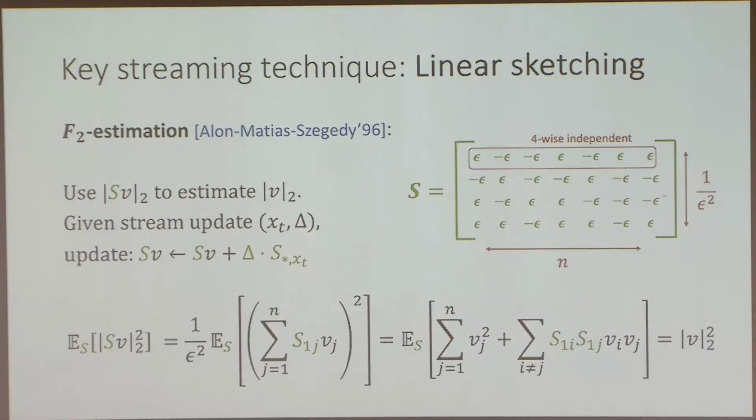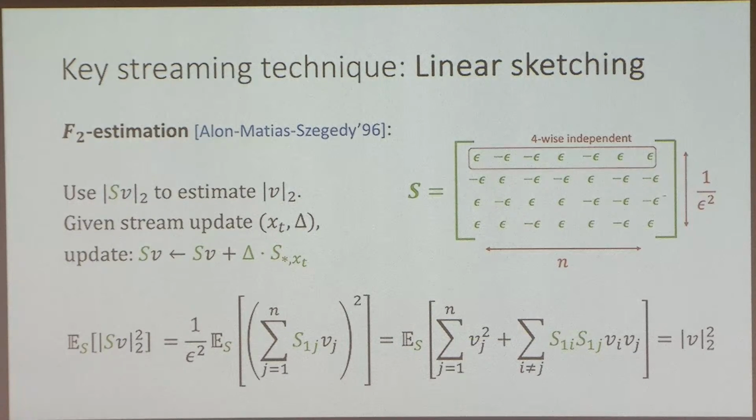The technique is basically to generate a sketching matrix, and the idea is that if we multiply the frequency vector by the sketching matrix, the L2 norm of S times v is, in expectation, equal to the L2 norm of the frequency vector itself. So this is an unbiased estimator, and here you see the one-line proof that this is an unbiased estimator.